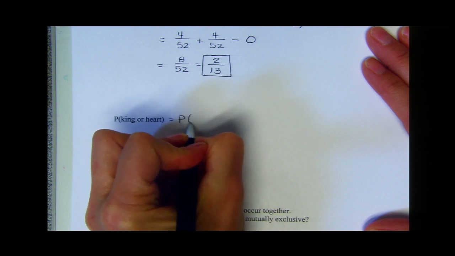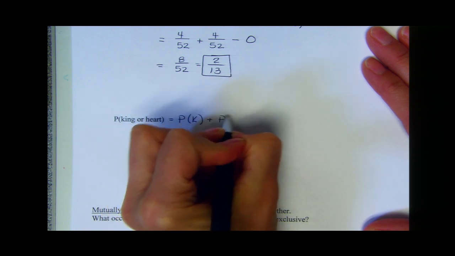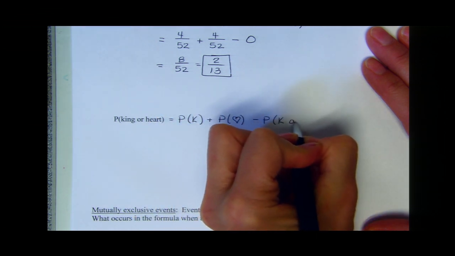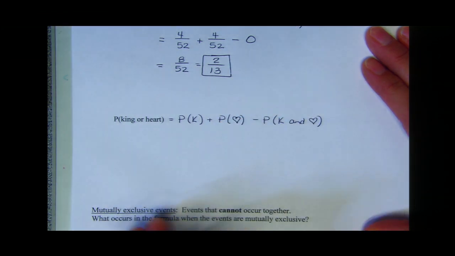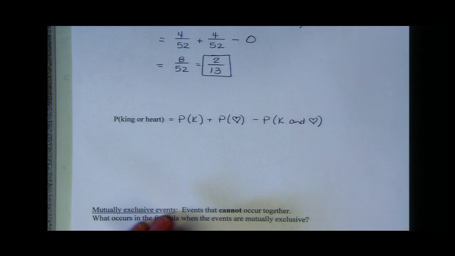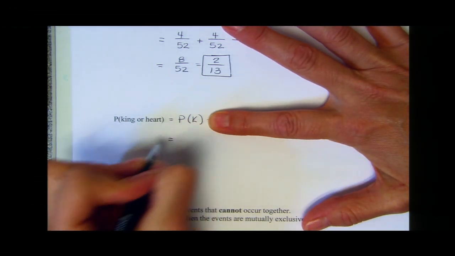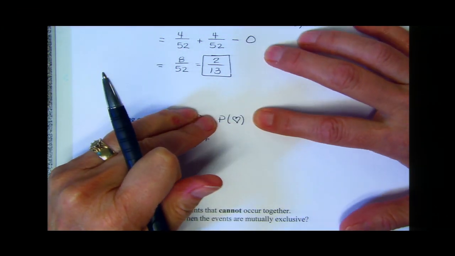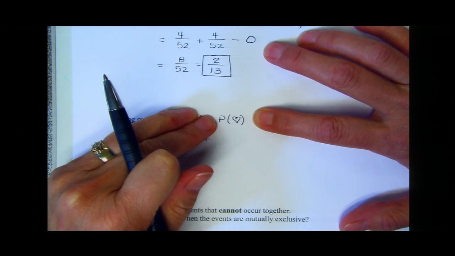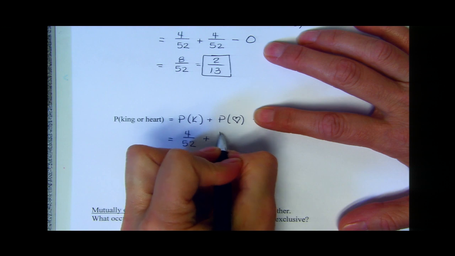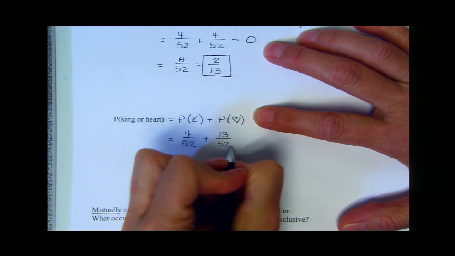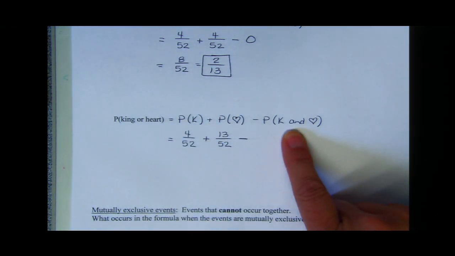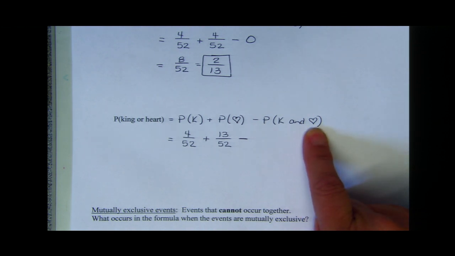This would be read the probability of a king plus the probability of a heart minus the probability of king and heart. Okay, so let's think through this. When you draw one card, what's the probability you get a king? 4 out of 52. When you draw one card, what's the probability that that card will have a heart on it? Well, there are 13 cards out of the 52 that have a heart on it. But then we have to subtract any cards that has a king and a heart on it.